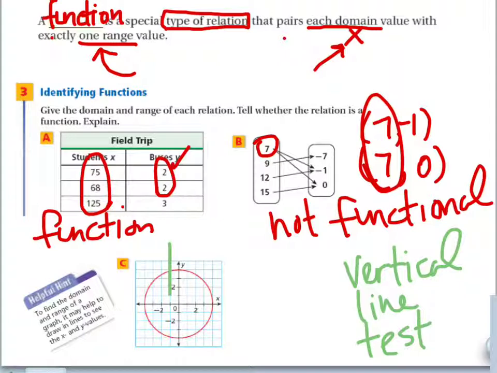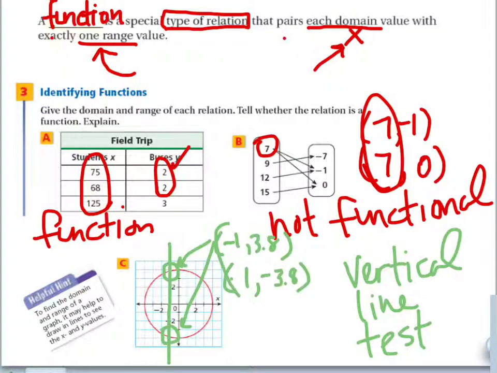If I drew a vertical line on this graph, notice my green line crosses the red graph in 2 places. What that means is that we have repeating x's. If you have a -1, just look at this. This point right here would be maybe a -1, positive, let's say 3.8. And then this point right here would be a -1 and maybe a -3.8. All right? Do you see repeating x's?